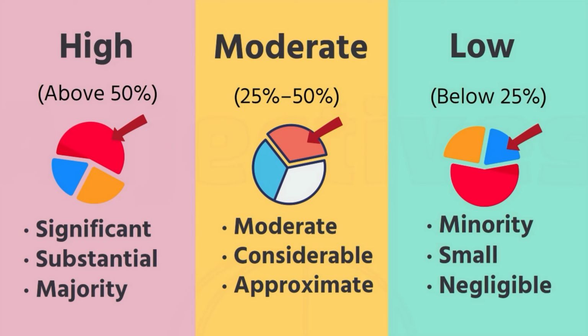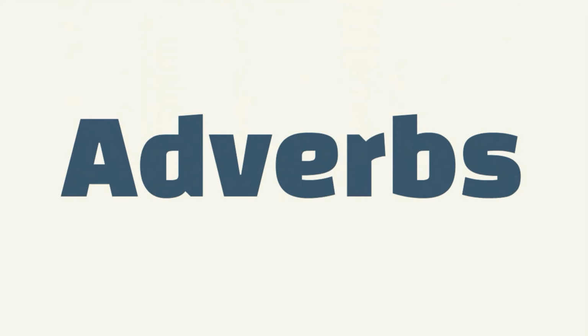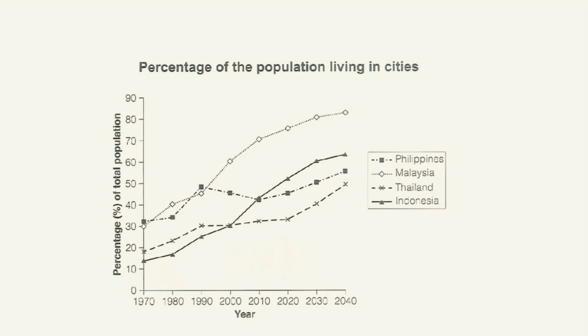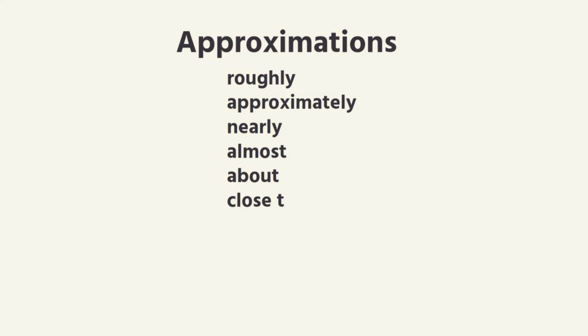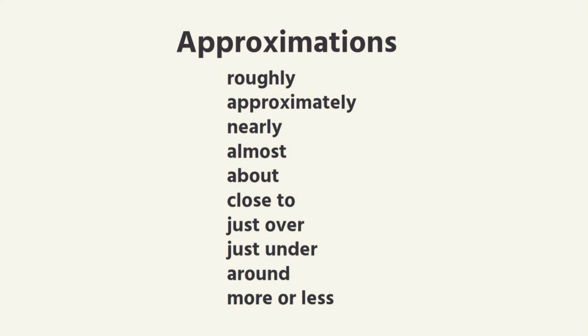Then let's move on to adverbs. Adverbs help us to make reasonable estimates when precise data is unavailable. For instance, in this line graph, it's hard to figure out the precise data. So, for approximations, we can use the following phrases like roughly, approximately, nearly, almost, about, close to, just over, just under, around, more or less. All these phrases are for estimations and approximations.